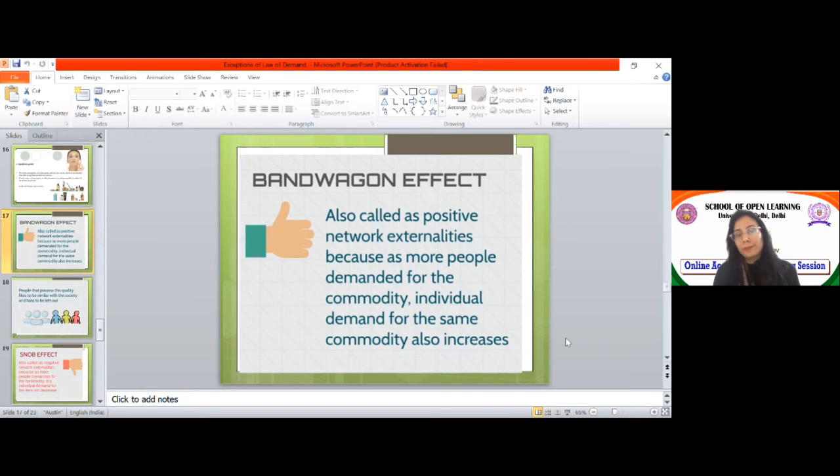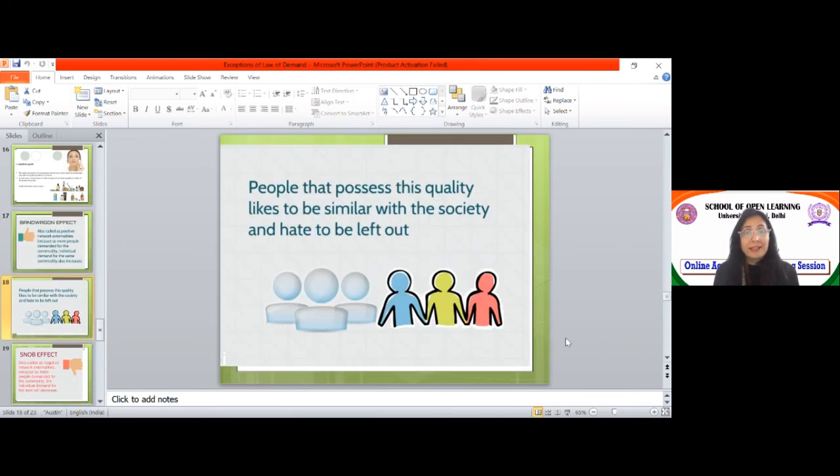So the bandwagon effect is like a positive network externality, because as more people demand the commodity, individual demand for the same commodity also increases. It's like when your peer group is purchasing some particular brand and they like that sort of brand. So to keep up with the Joneses, you want to be part of the group, and then you also purchase that sort of thing. So here in the bandwagon effect also, we don't see that the law of demand follows. People that possess these qualities like to be similar with society and hate to be left out.